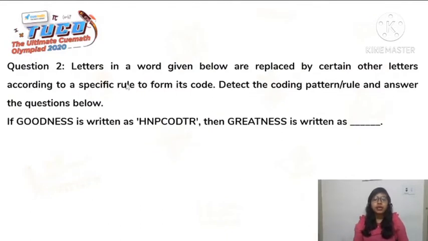So the same thing, you have to detect the rule. Goodness is written as so on. Then greatness will be written as what? Okay. So all of you, please give it a try.